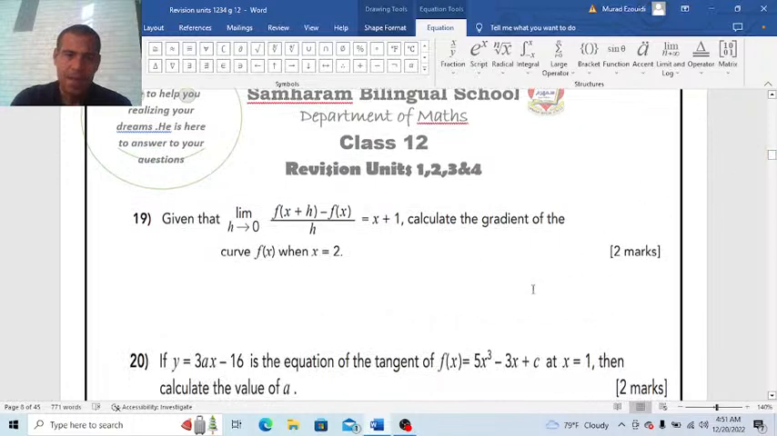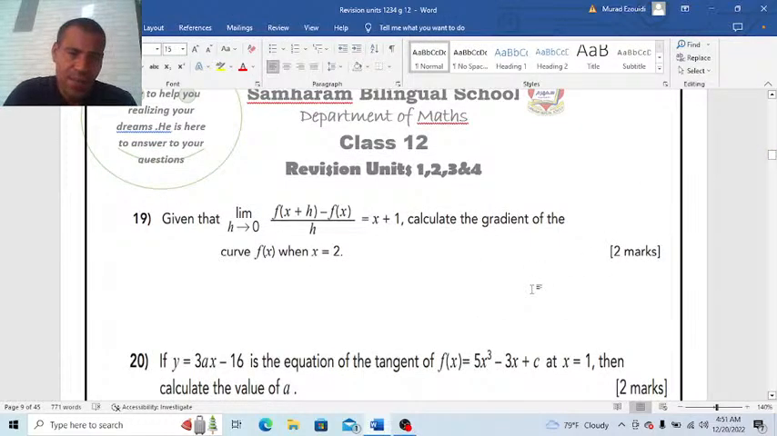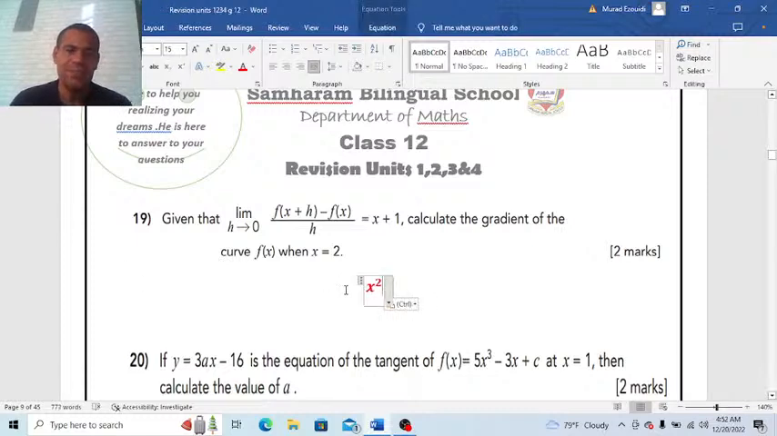Okay, now suppose that, given that the limit as h tends to 0 of f(x plus h) minus f(x) over h equals x plus 1, calculate the gradient of the curve f(x) when x equals 2. Here, learners, it's very easy. So the gradient I will label as m. The gradient m equals 2 plus 1, which means you replace x equal to 2 in the first derivative of the function.